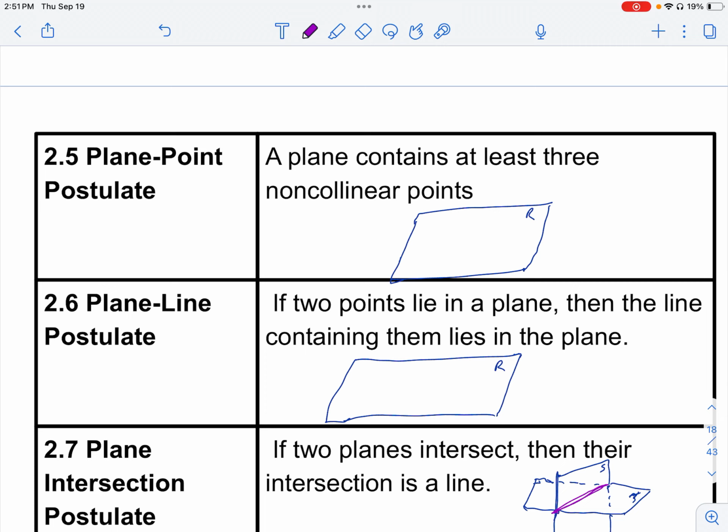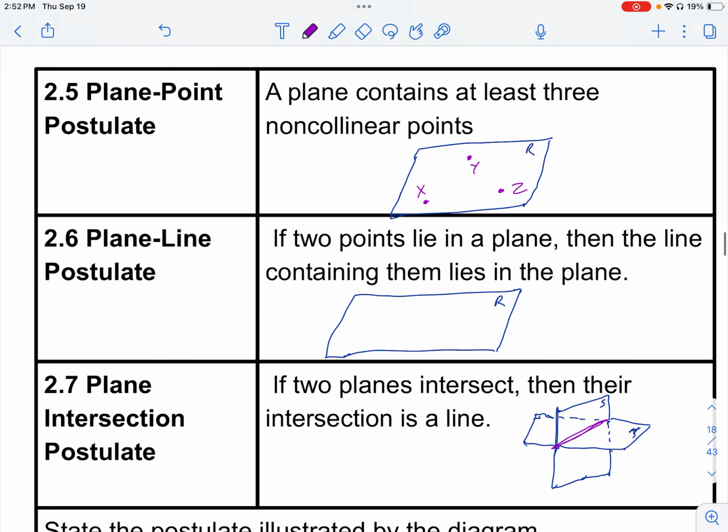All right, plane-point postulate. A plane contains at least 3 non-collinear points. So let's put 3 points, and let's call them X, Y, Z. They have to be in there somewhere because it's a plane. And I forgot to draw my 2 points. So if we have 2 points, I and J, and they're on plane R, then the line that connects them, line L, is also on plane R.